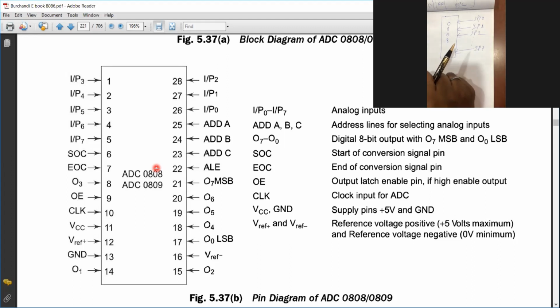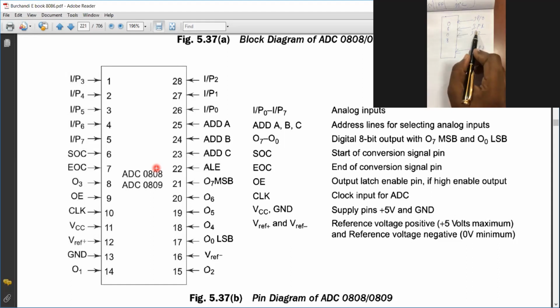It means you can connect 8 sensors to those particular pins. 8 different sensors, maybe one temperature sensor, maybe one level sensor, maybe one pressure sensor, any kind of sensor you can connect to every pin. Any pin you can connect. Is it clear?